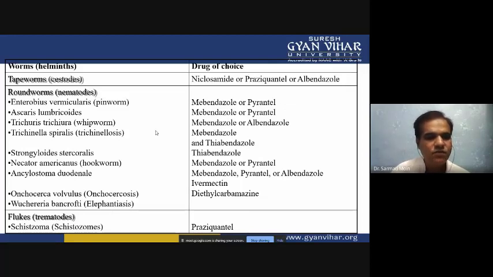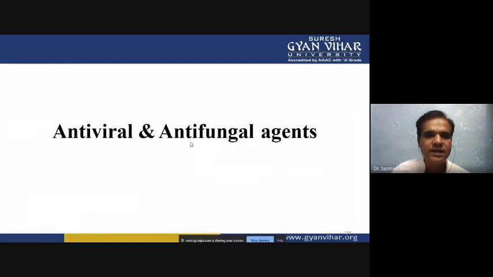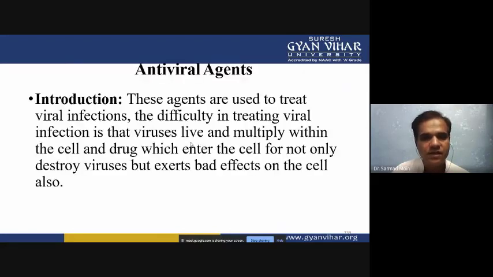If a patient has a flu infection, they can be treated with paracetamol type of drugs. Then antiviral and antifungal drugs are there, and these drugs are effective on viral infection and fungal infection. So these drugs are used when the patient is suffering from a viral infection or fungal infection.